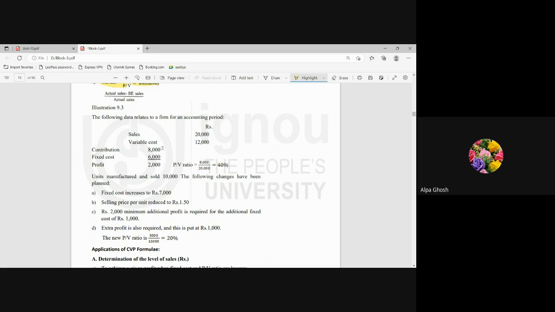And when you include this fixed cost, that is 6,000, contribution minus fixed cost is profit. So what is your profit? 2,000. How to find PV ratio? PV ratio can be found on the basis of contribution divided by sales. So 8,000 divided by 20,000 multiplied by 100, your answer is 40%.